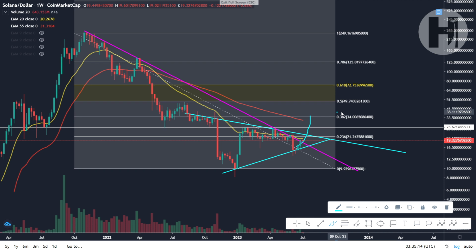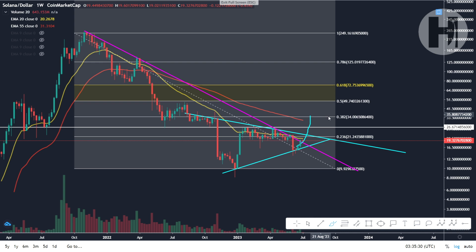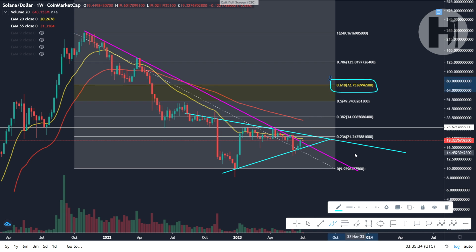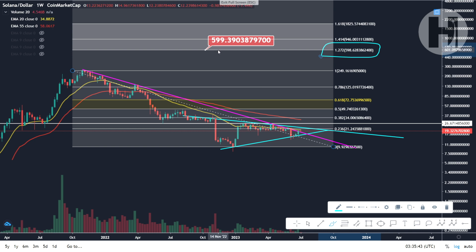But you could be targeting $34 here, which is the 0.382 fib based on this fib that we have from the swing low, which was set up back in December 2022, and the swing high, which is the all-time high from November 2021. As you can see, our golden ratio is sitting at $72.75. That's going to be a massive level for us to break above. And the 1.272 target is going to be at $600.